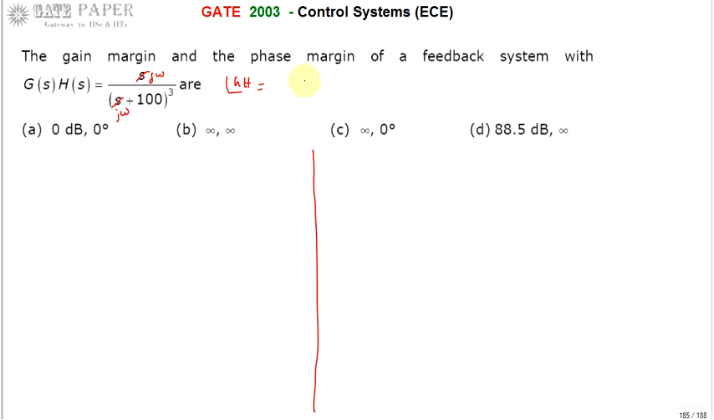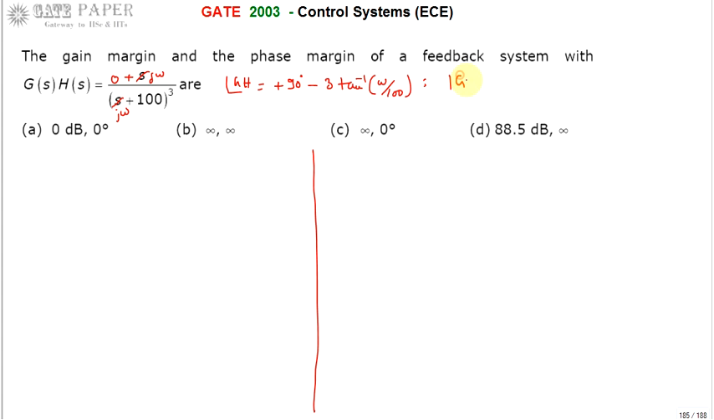Then you can write the phase angle as, this is a single zero, that is a zero present at origin, that will give 90 degrees. Because it doesn't have any real part, you can write it as 0 plus j omega. Phase angle is tan inverse of imaginary by real. Imaginary is omega, real is 0. Something by 0 is infinite, tan inverse infinite is 90. And since it is in numerator, you will get it as plus 90 minus 3 times tan inverse omega by 100. This is the phase angle.